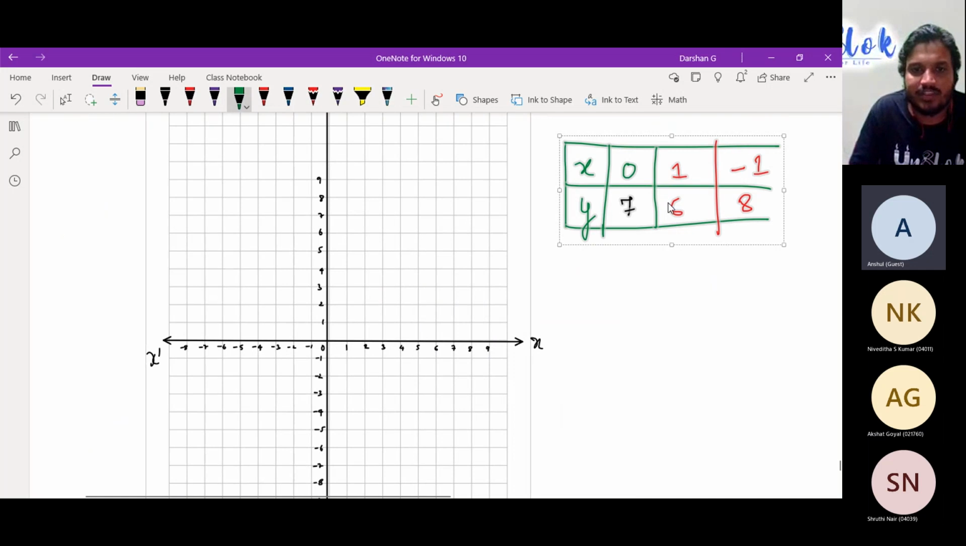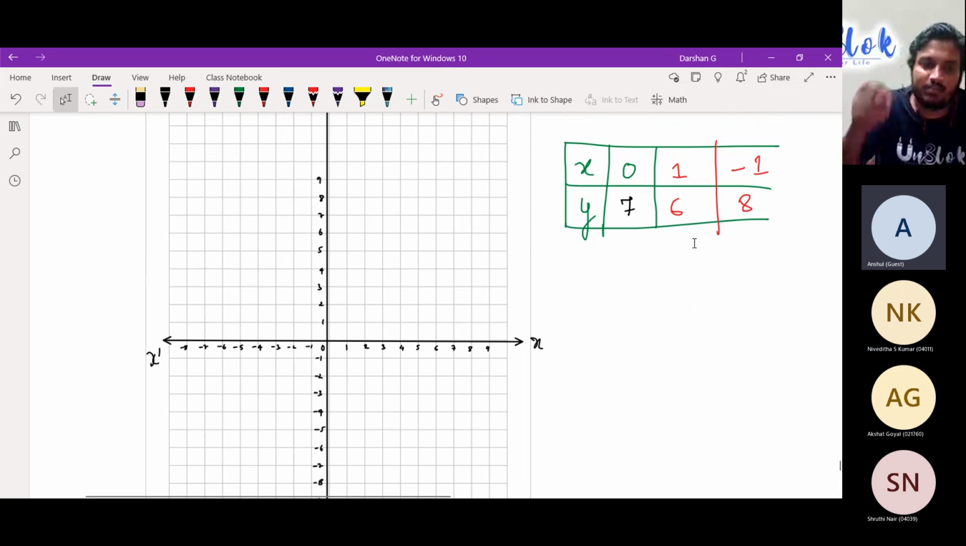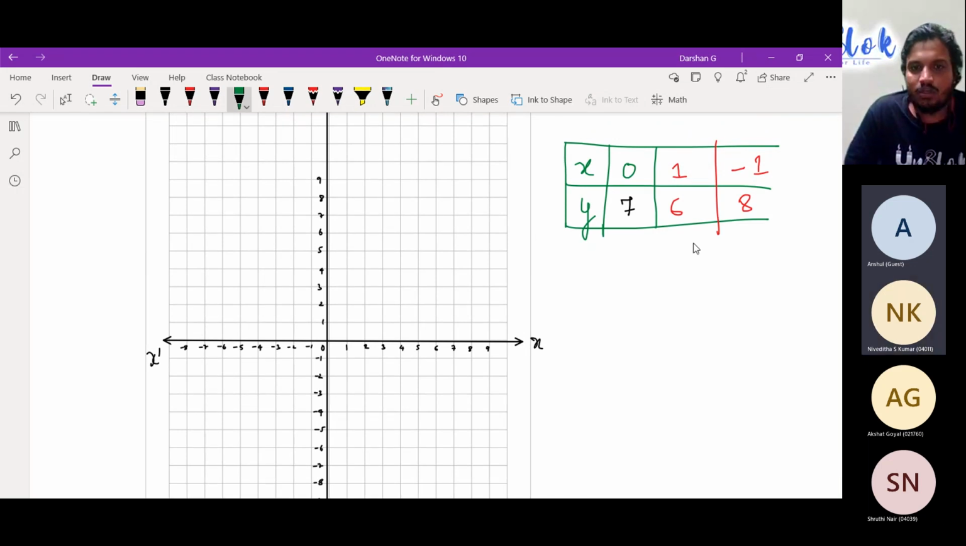Where does 0, 7 come, Nivedita? So you mean which quadrant? Yeah, quadrant and where exactly it comes. X is 0, so y is coming 7 on the y-axis. Correct. It's on the y-axis. This point, I'm putting it as X and marking it as 0, 7. Next, 1, 6. 1, 6 is somewhere here.